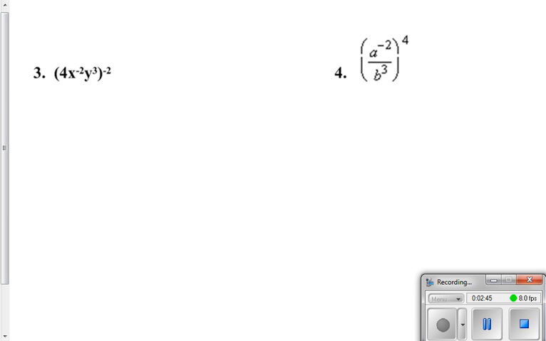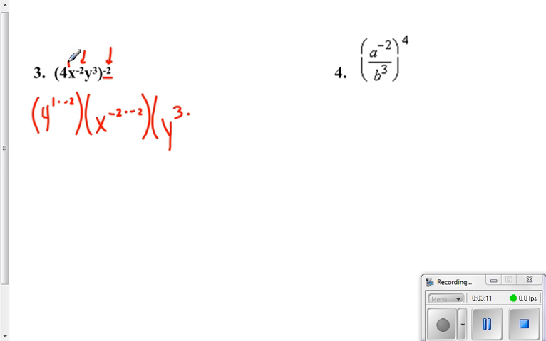Example 3, pull everything out again. So again, 4 has that exponent of 1. I'm going to take care of the 4 first. We have 4 to the 1st. We're raising it to the negative second, so times negative 2. We have x to the negative second power, and we're raising it to the negative second power, so multiply by negative 2. And we have y to the 3rd, and we're raising it to the negative second power. Working down our paper, we have 4 to the negative second. We have x. Negative 2 times negative 2 is a positive 4. And y to the negative 6th.